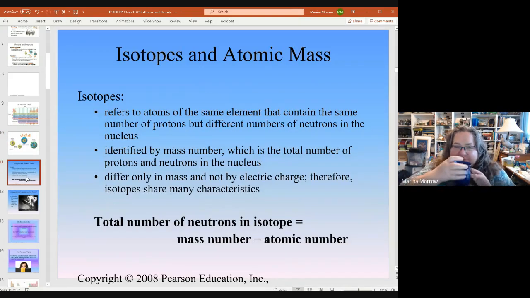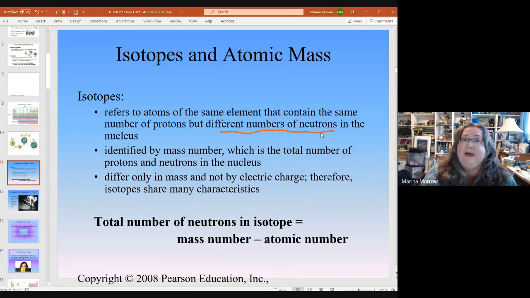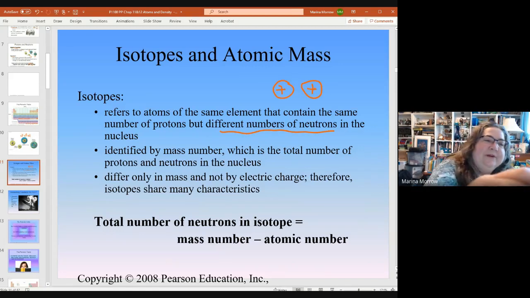Okay, so what's an isotope? An isotope is when you have atoms that are the same element. So they have the same number of protons, but they can have different numbers of neutrons. Now, why are the neutrons in the nucleus of the atom anyway? Well, they help hold the atom together. The problem is positive charges want to repel. So if you've got a helium nucleus and it has 2 positive protons, then those are going to want to repel each other.